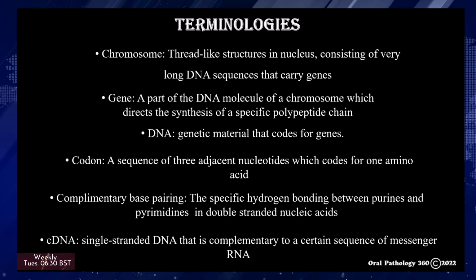Let's understand a few terminologies to know it better. Chromosome: these thread-like structures are present in the nucleus with long DNA sequences. Gene: this part of the DNA molecule directs the synthesis of specific polypeptide chains. DNA is the genetic material that codes for genes. Codon: three adjacent nucleotides coding for one amino acid. Base pairing: specific bonding between purines and pyrimidines. cDNA: single-stranded complementary DNA.